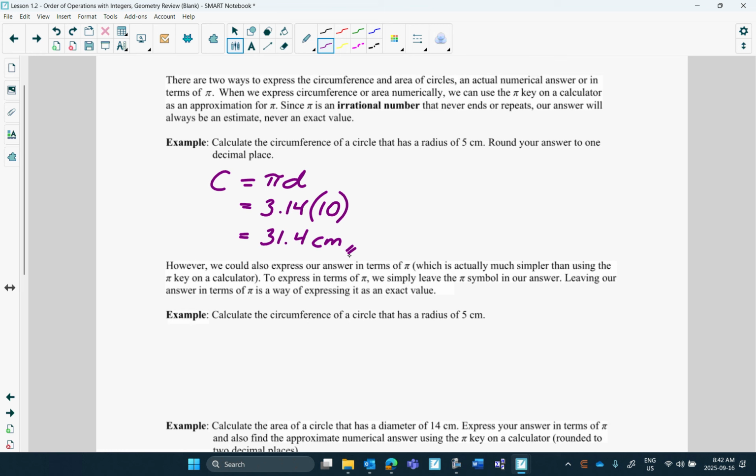Yes, you can use 3.14, but all of you should have a scientific calculator, and you should get used to using the pi key on your calculator because it's a little bit more accurate. There should be a pi key on everybody's calculator. I mean, 3.14 is still correct.